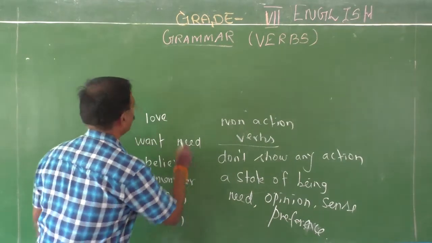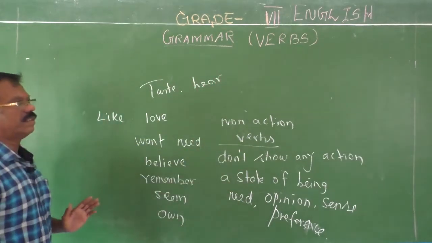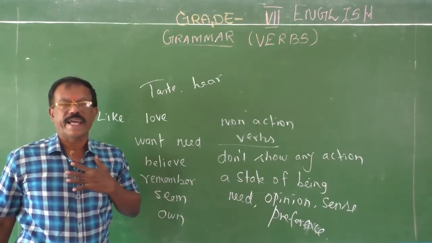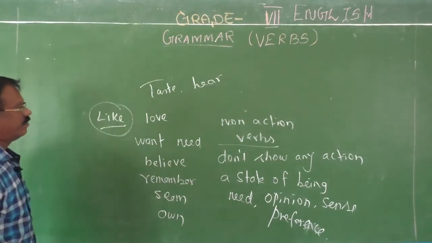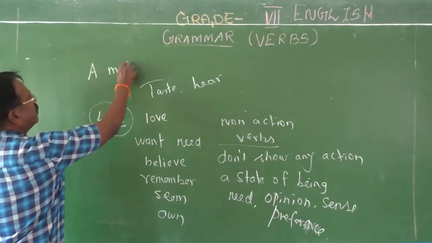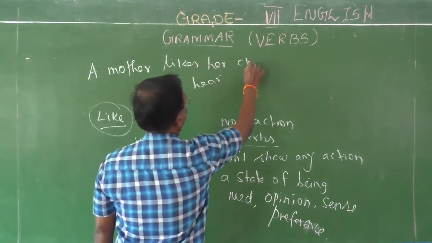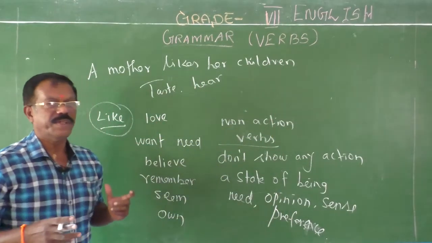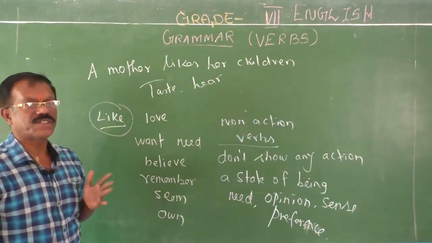Taste and hear. So you can give very good examples for non-action verbs. See, a mother likes her children. Using this non-action verb "like", I'm going to give you a good sentence: a mother likes her children. It shows her state of being. She is in the state of liking her children. That's all. It does not show any action.